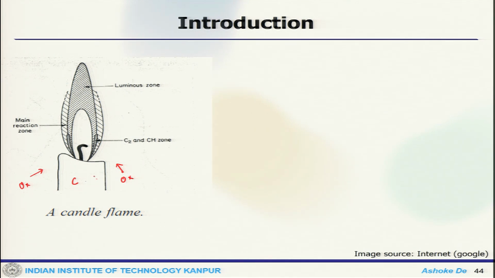Immediately the solid transforms into gas, and that time scale is so small. That is why, as we have been saying, combustion is a multi-scale problem: first the solid transforms to gas and then the combustion takes place, and it happens instantaneously. That is why with the normal eye we cannot see that happening; rather we see the candle burning, and you get the luminous zone where you get the light, and there is another reaction zone which you call the C2CH zone.